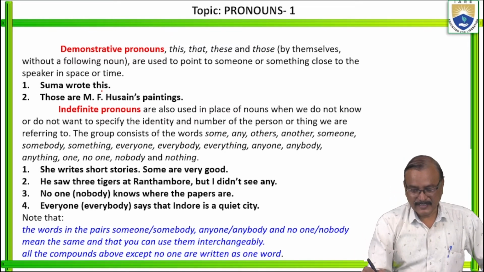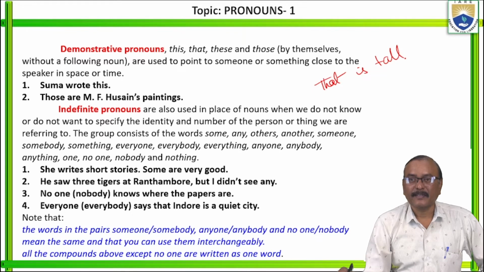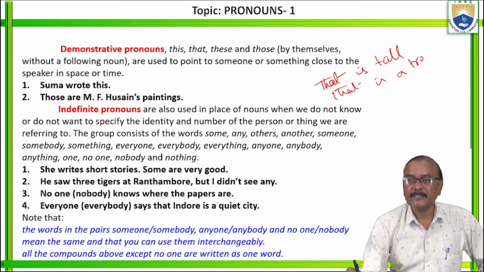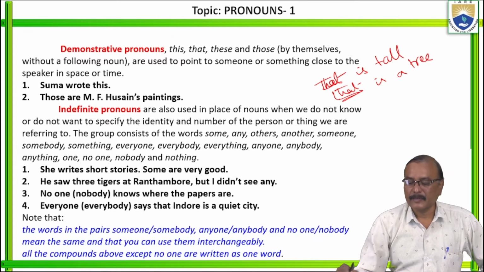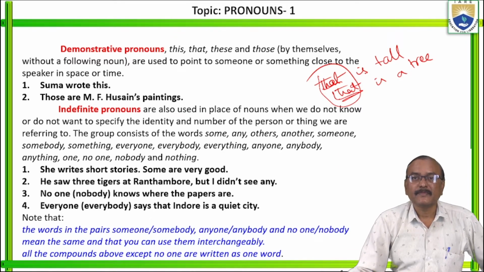But don't get confused here. That is tall. That is a tree. These are called demonstrative pronouns. Here, in the place of a noun only, we are using this. This is tall. That is tall. What is that? We don't know.